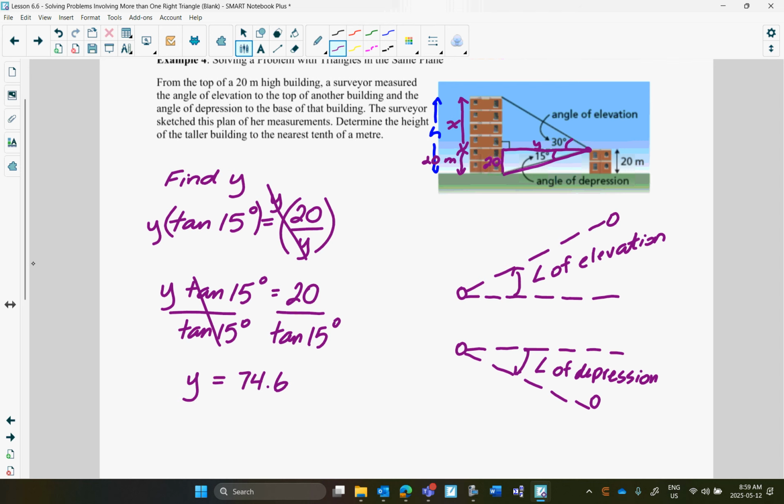Okay, so that's 74.6. Now, I've got enough information here to find x. Well, that side's x. So focusing on this right triangle with the angle of elevation, the side x is opposite. The side that I just found from the lower right triangle is 74.6, which is adjacent, which means tan again.